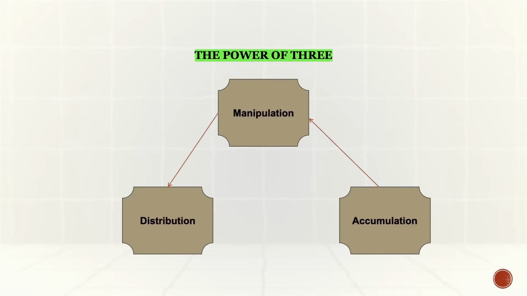In financial markets, price action typically progresses through 3 primary phases. These phases are accumulation, manipulation, and distribution, together referred to as the power of three. They represent a repeating cycle that price continuously follows.